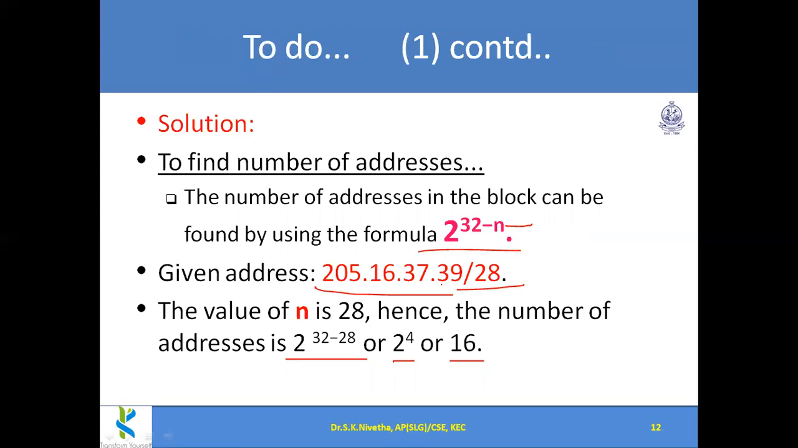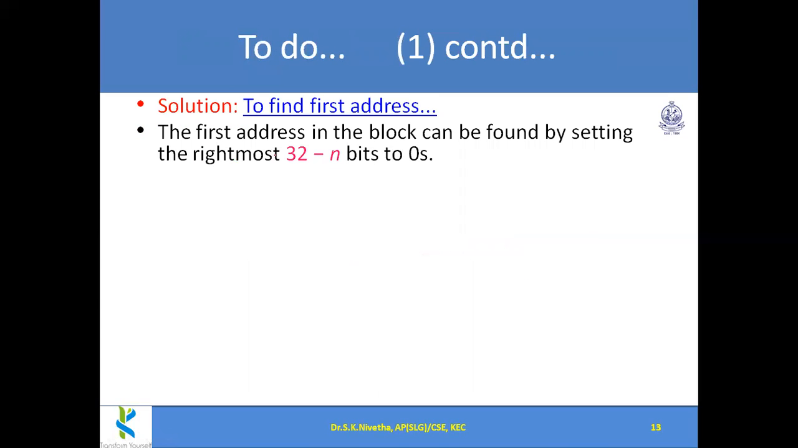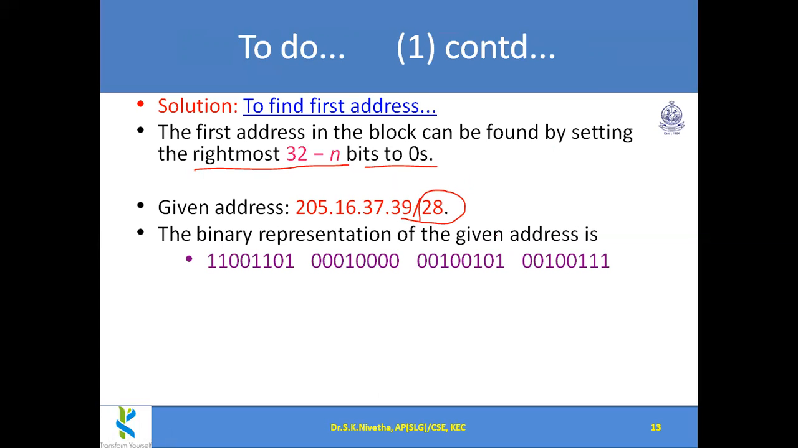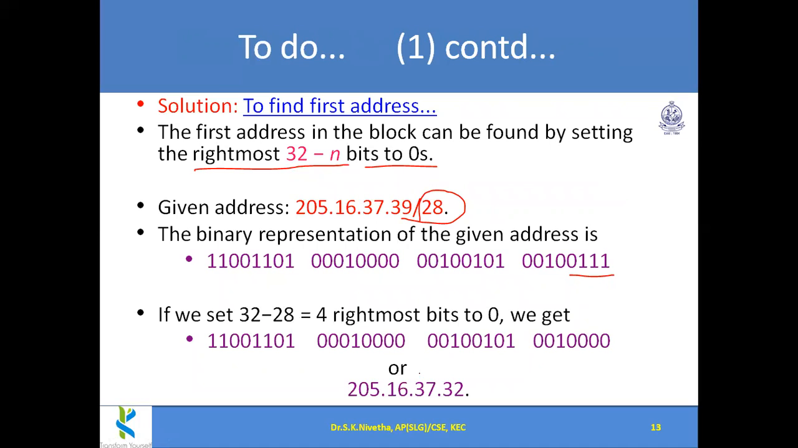Now we shall check which is the first address in this block. To find the first address, we have to make the rightmost 32 minus n bits, that is the host ID part, all zeros. The given address is this and this is the n value. 32 minus n becomes 4. So the rightmost 4 bits we should make all zeros. That will give us the original first address, that is the starting address of this block.